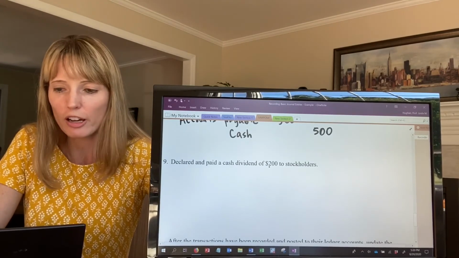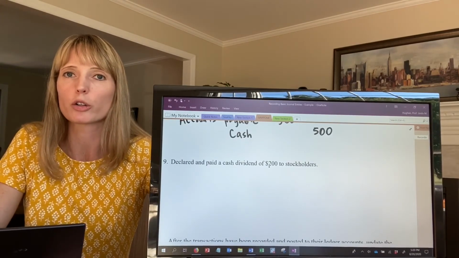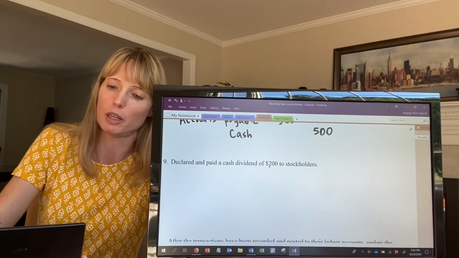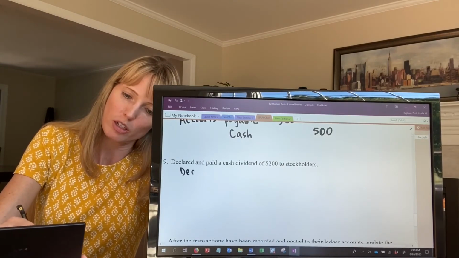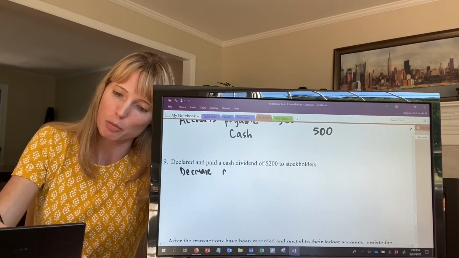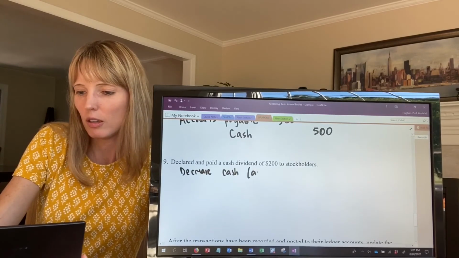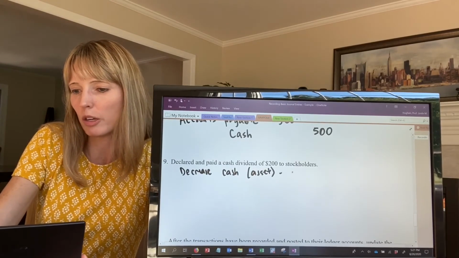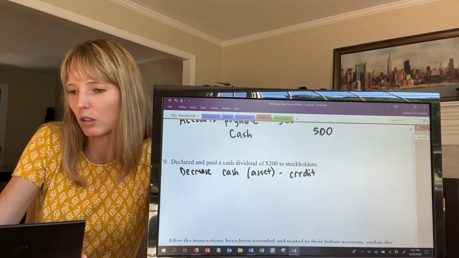So we reduce cash and we reduce that stockholders' equity, that claim to the company. So we need to decrease cash because the company is paying out cash. And of course, cash is an asset. So we want to credit cash.